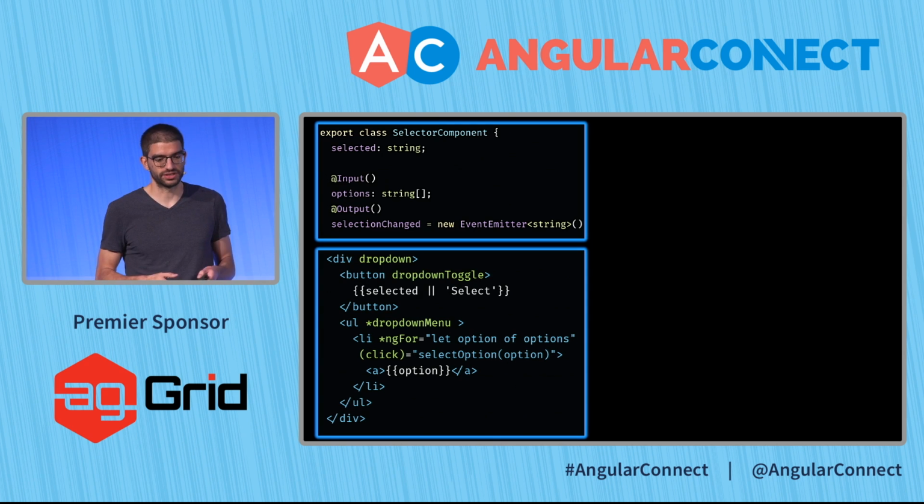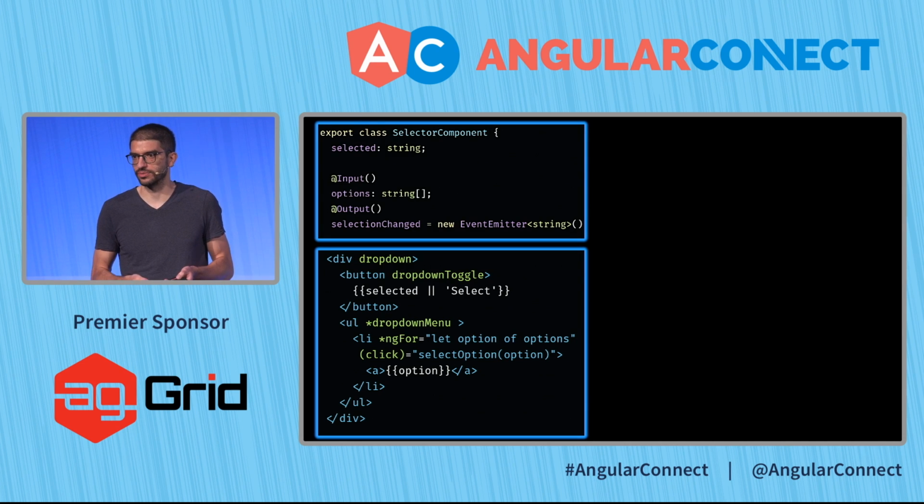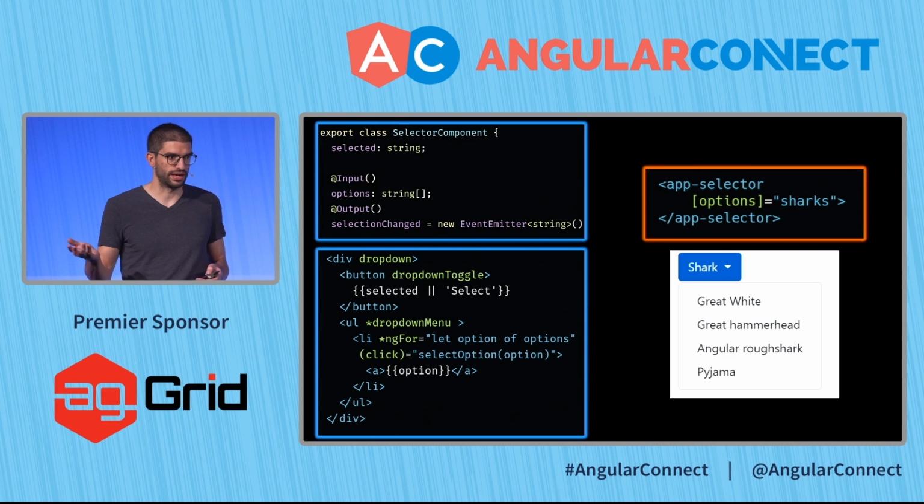And then our template will look something like this. We've got a drop-down, and we're using ngFor to list out all the options. And then for our app to use it, we've just got our app selector passed in a list of sharks, and there we go.